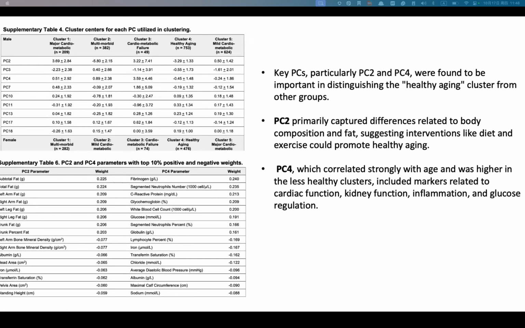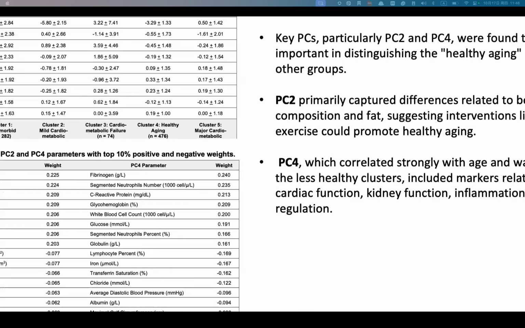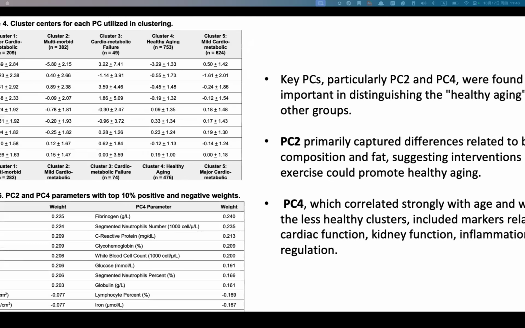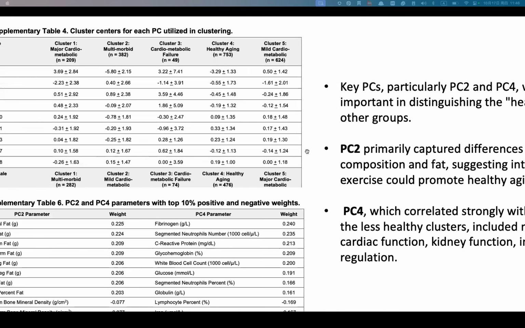And the PC4, which correlated strongly with age and was higher in the less healthy clusters, included markers related to cardiac function, kidney function, and inflammation and glucose regulation. So the whole point for the general public reading this paper is you should do exercise and, yes, diet. Actually, they also have sleep.